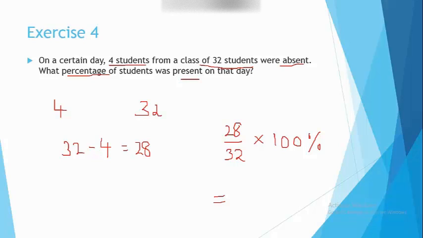So we know that 4 can go into 28 and 32. To simplify 28 over 32, we can divide the top and the bottom numbers of the fraction by 4. So 28 divided by 4 gives us 7 and 32 divided by 4 gives us 8. So that's the simplified form of the fraction 28 over 32, and we multiply it by 100 percent, which would give you 87.5 percent if you simplify the calculation.